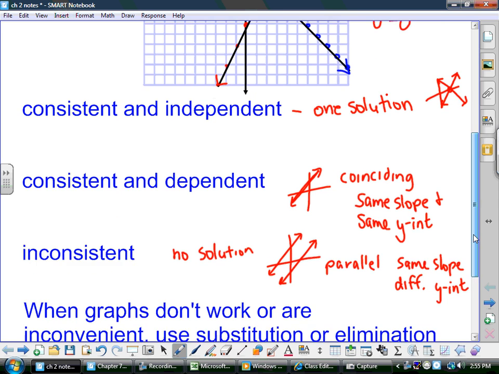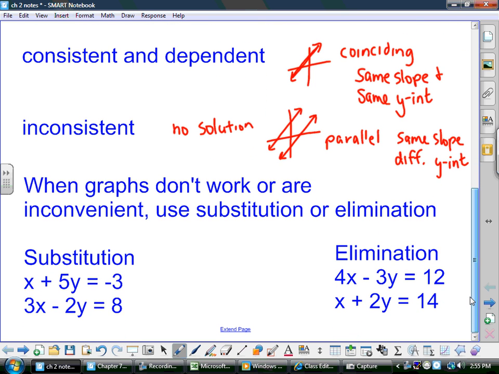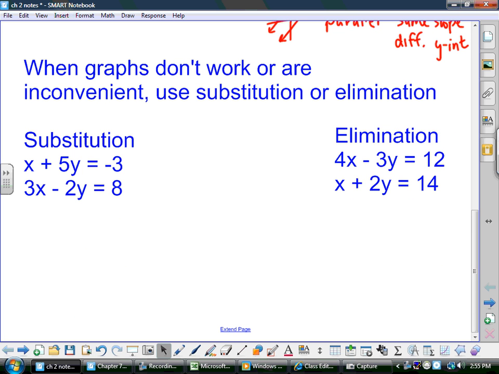Graphing isn't always the most convenient way to solve systems. Sometimes it's just difficult to graph it. Other times when you graph it, they may cross and it's not exactly on some nice points, so you have to estimate what the solution is. So when graphs don't work or they're inconvenient to make, there are other methods for solving systems. You can solve them by substitution or by elimination.